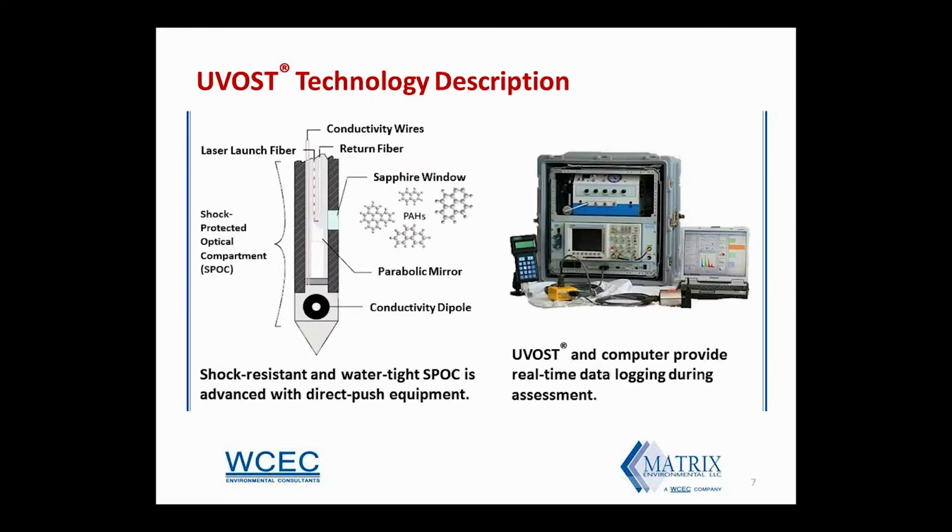So a little bit about the UVOST equipment here. What you see on the left is what we call the SPOC, the shock protected optical compartment. And this is a very robust piece of equipment. It's hammerable, drivable with a Geoprobe. Essentially, what you see is we've got fiber optic lines that bring the laser down along like this, bounce off a mirror and go out the sapphire window, and then come into contact with PAHs that are present right against the window, really. This diagram might be a little bit misleading in that sense.